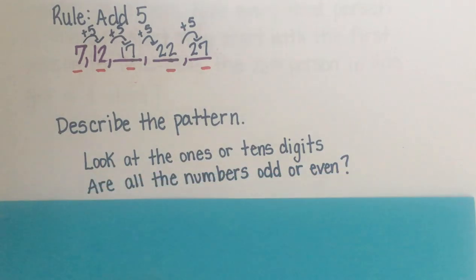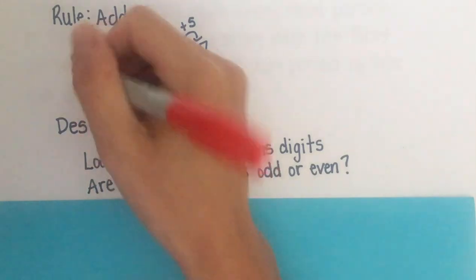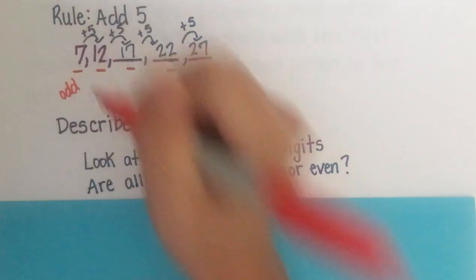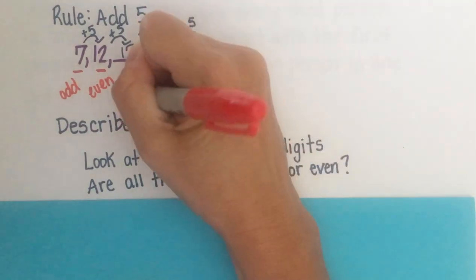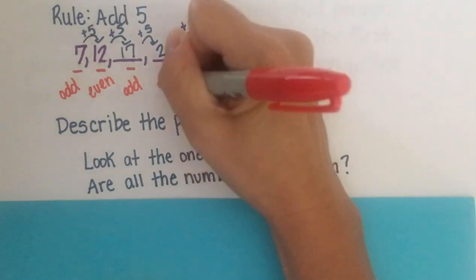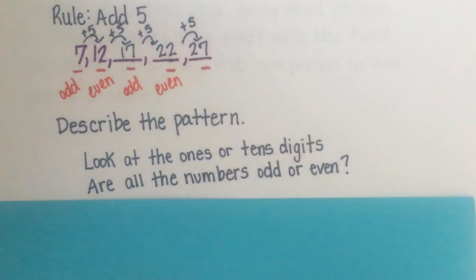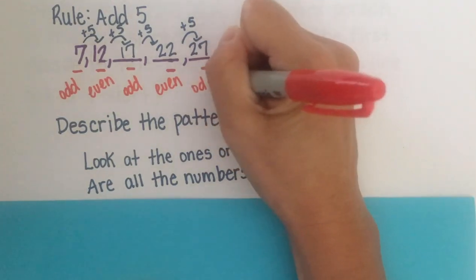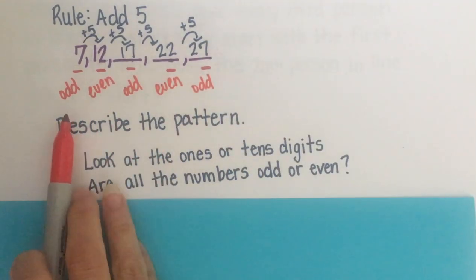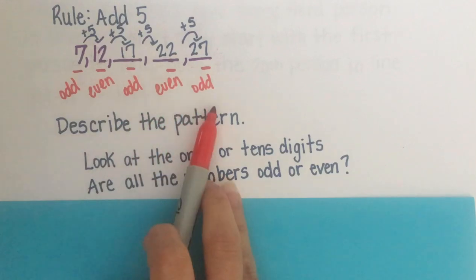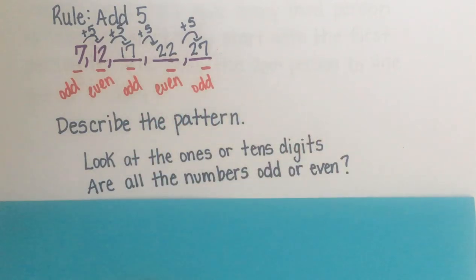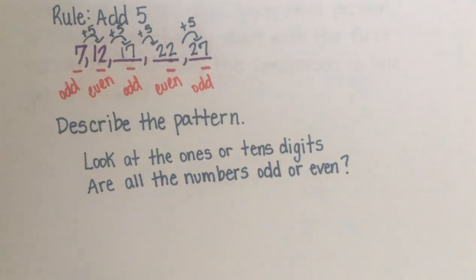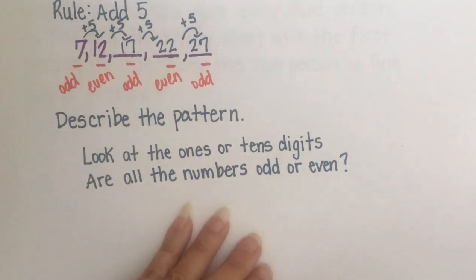Another is thinking about if all the numbers are odd or even. So 7 is odd, 12 is even, 17 is odd, 22 is even, and 27 is odd. So another pattern that I noticed with my numbers is odd, even, odd, even, odd. What do you think the next number would be? I think so too. It would be even based on this pattern.